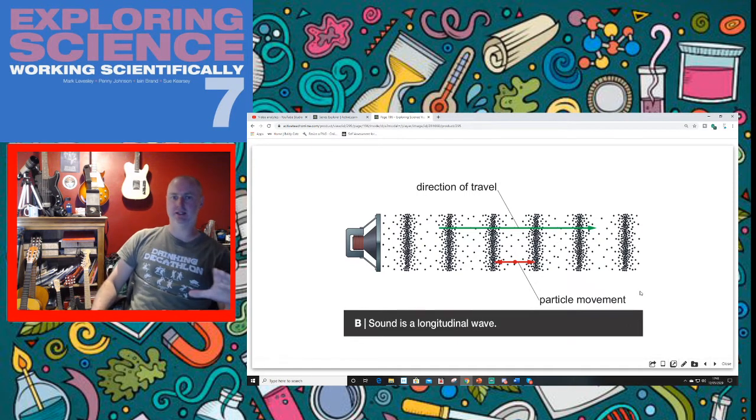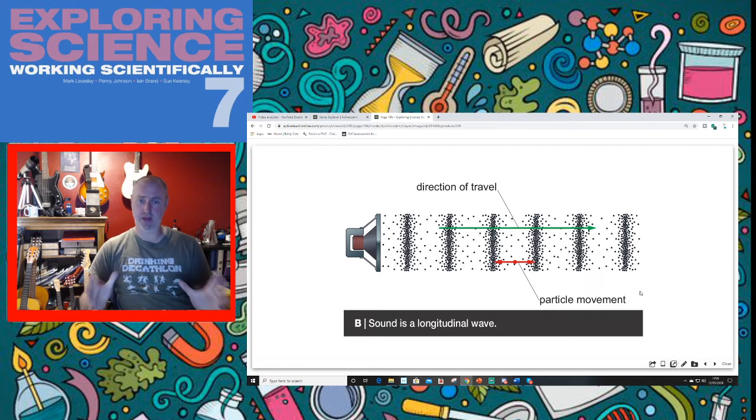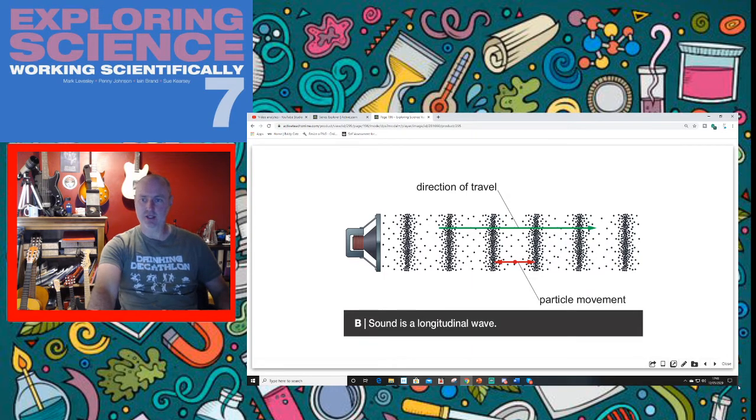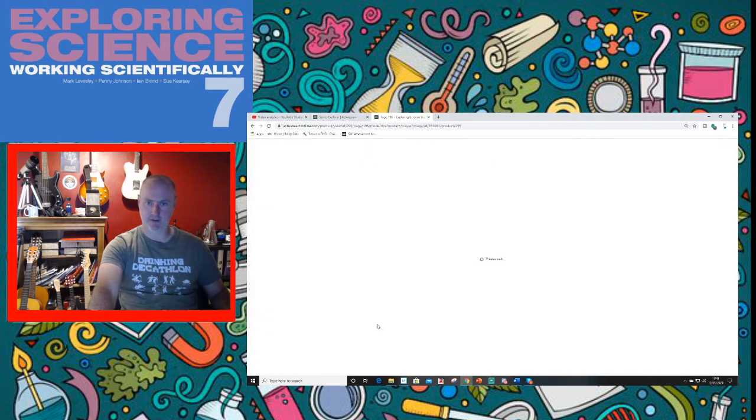And I said right back in lesson 1 that sound is probably the only one that you will need to know. The only thing that travels by a wave that you need to know is longitudinal will be sound, unless you do triple science, and then they might throw 1 or 2 more in there. So that's a longitudinal wave. Let's just compare that to what a transverse wave looks like to start with.